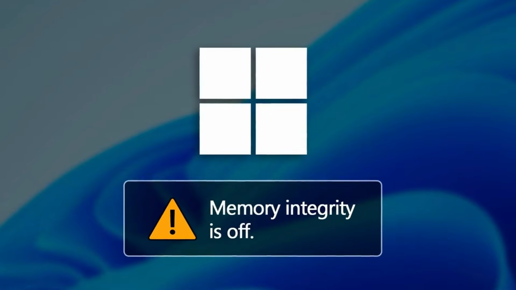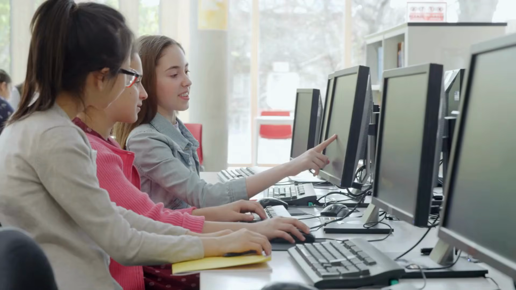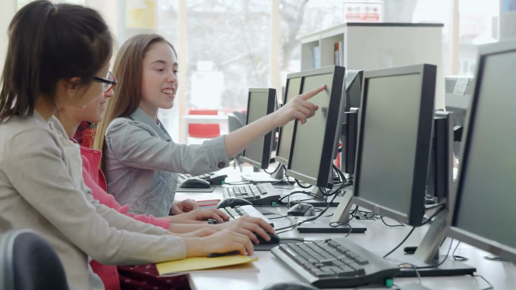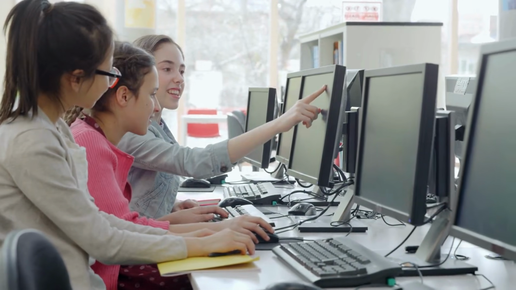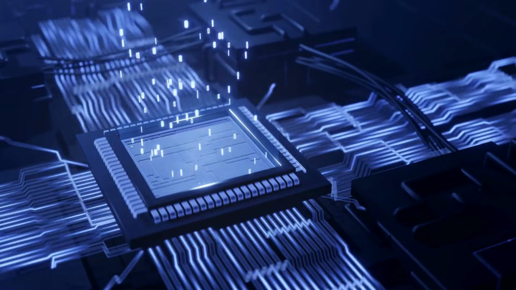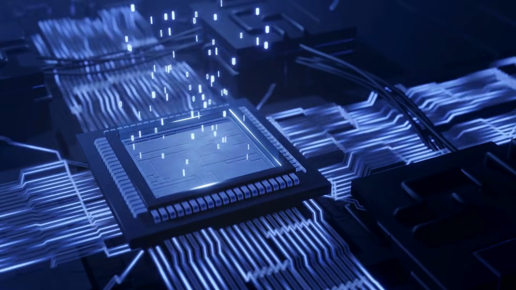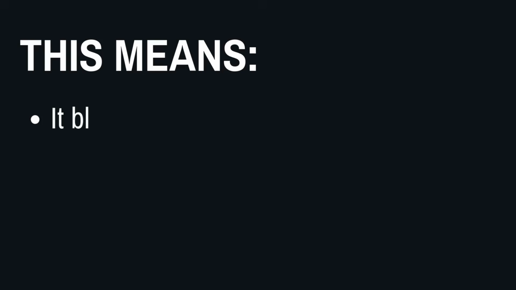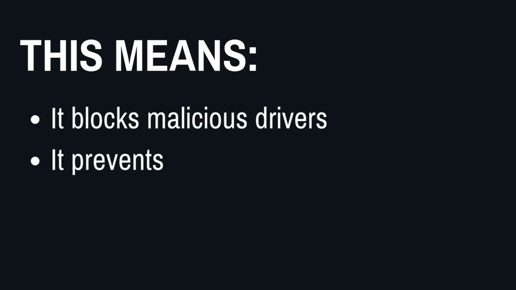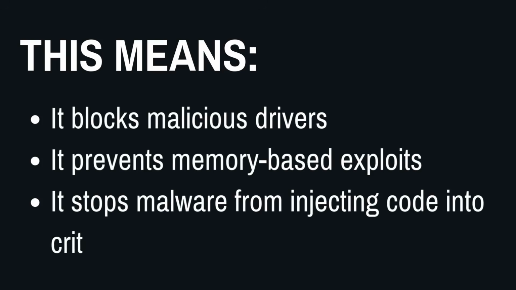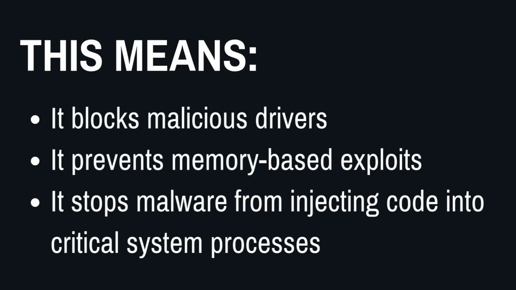Memory integrity, why you should never disable it. You'll often see YouTube videos, Reddit posts, or gaming forums telling users to disable memory integrity to gain FPS. Let me be clear, this is bad security advice. Memory integrity, also known as core isolation, protects your system at the kernel level. This means it blocks malicious drivers. It prevents memory-based exploits. It stops malware from injecting code into critical system processes.